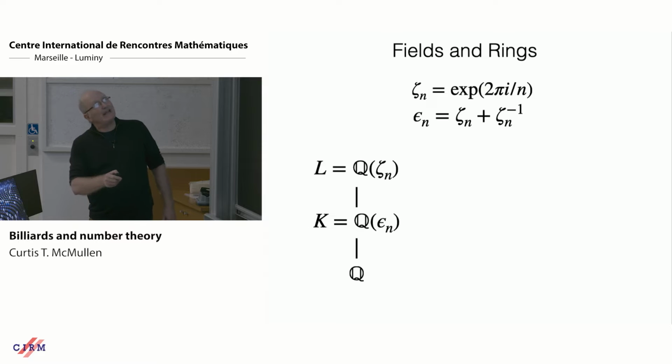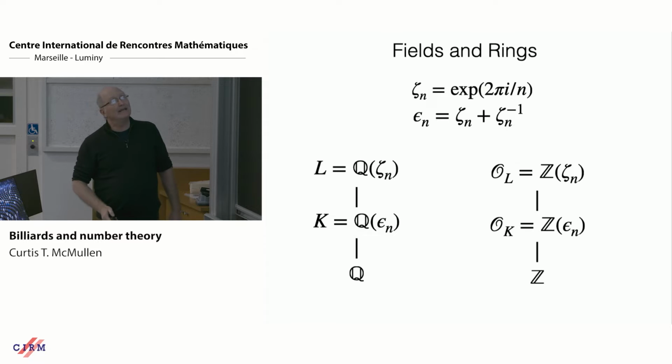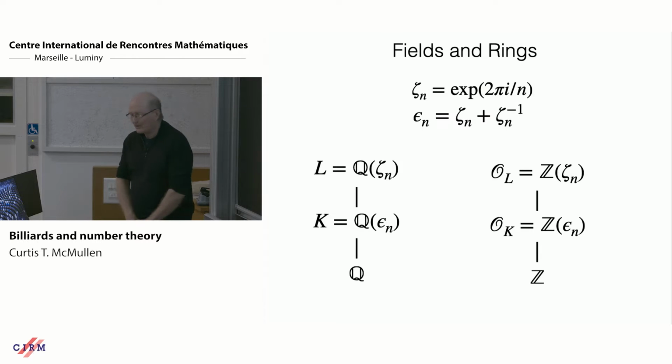And so we have a chain of fields when we're studying the regular n-gon. We start with the rational numbers. We have Q adjoined the nth root of unity, and then it has a totally real subfield of index 2, which is generated by this number epsilon n. And then there's corresponding rings of integers in these fields, and it's as simple as possible. The ring of integers in this cyclotomic field is generated by the nth root of unity, and the ring of integers in the real field is generated by this epsilon n.